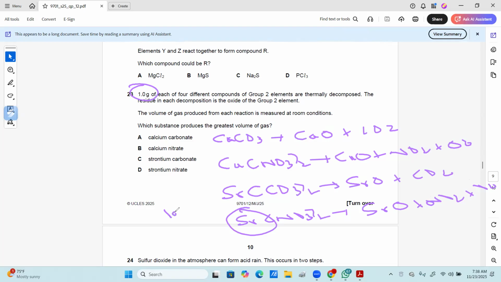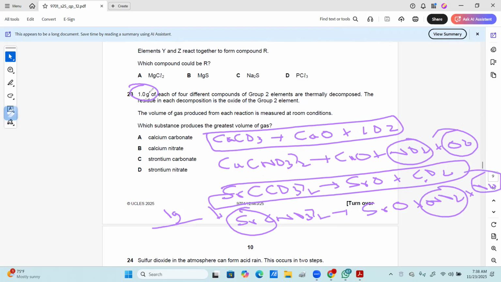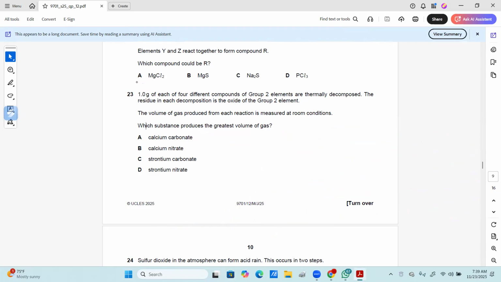Therefore, when you divide 1 gram by the molar mass of strontium nitrate, the moles will be lower than using calcium nitrate. We can easily omit the carbonate because it forms only 1 gas. The nitrate produces 2 gases, NO2 and O2. Then if you divide the mass by a larger molar mass, you get only a few moles of gas molecules. Therefore, the correct answer is calcium nitrate. So not only the product, you need to find the number of moles of the product as well.